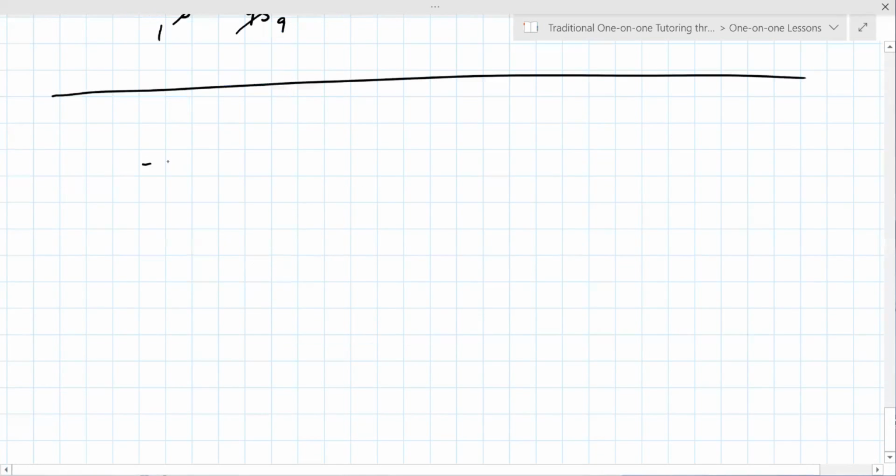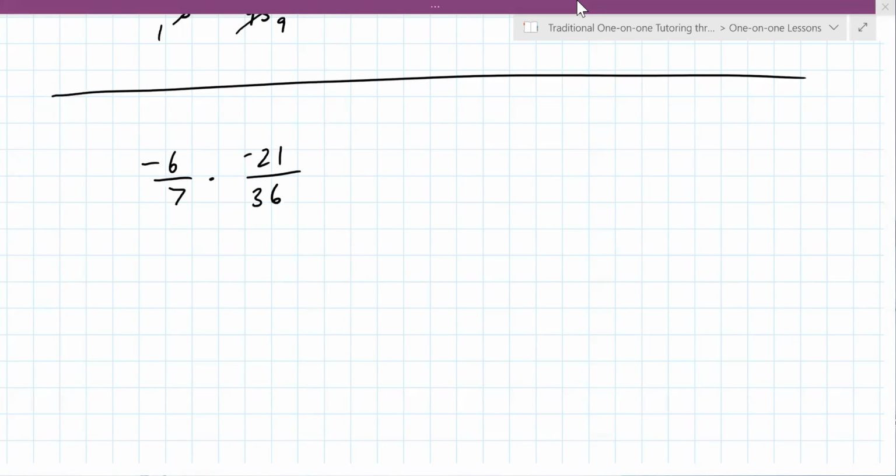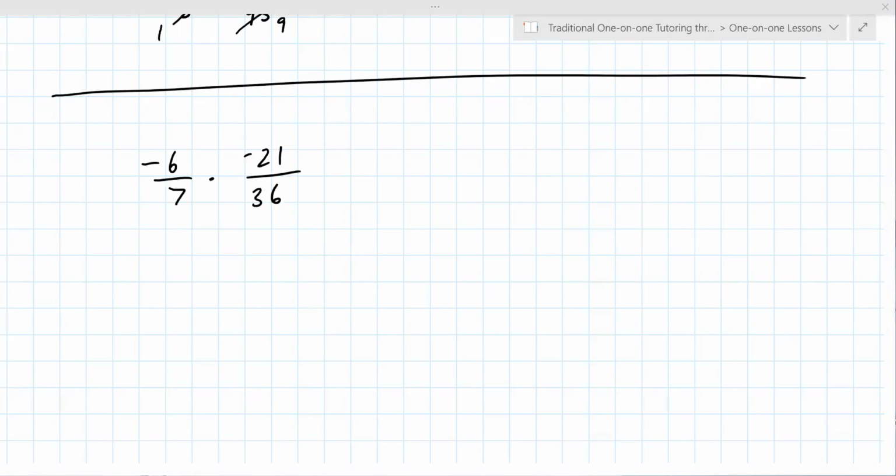Let's do -6/7 times -21 over 36. Okay, so the 6 and the 36, it's 1 and 6. That's right. So you can cross out the 6 and go 1 and then 6. And then the 21 and 7, it's 1 and 3. 1 and 3. Now there's a negative here and a negative here.